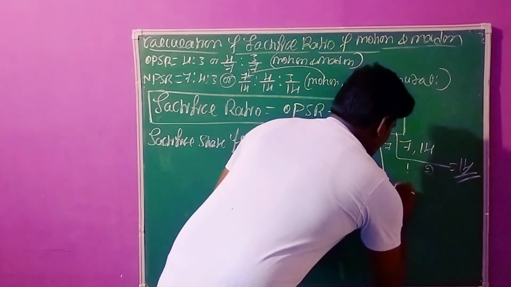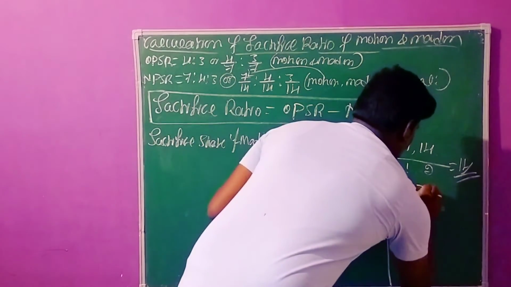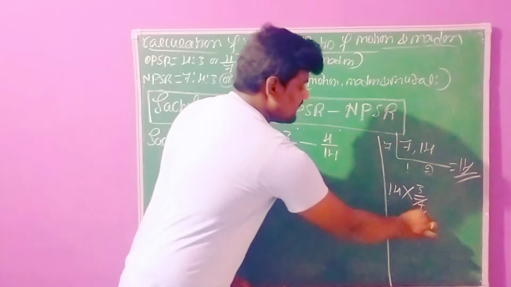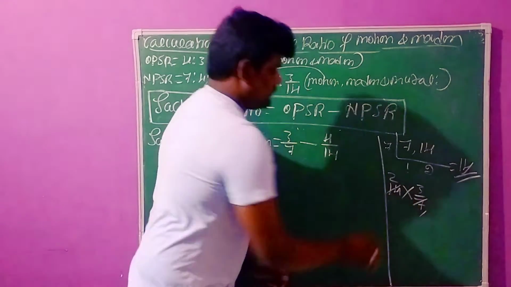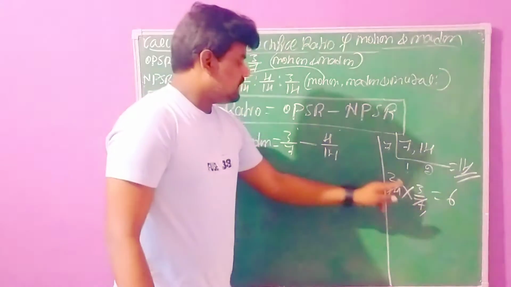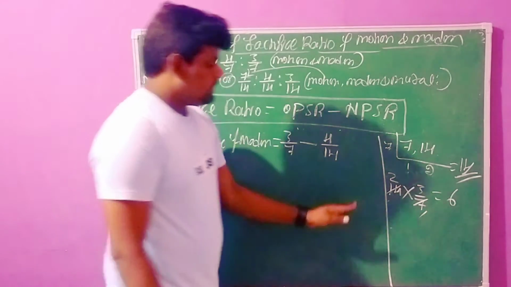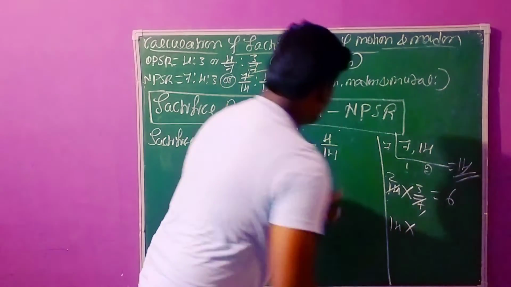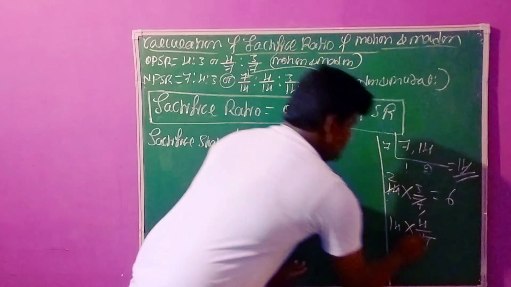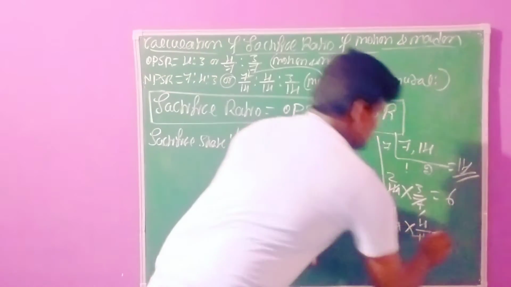By using this 14 into the first value, the old share, right? 3 by 7. Again, we have to simplify. 7 ones are 7, 7 twos are 14, 2 threes are 6. Again, on the same thing, 14 into 4 divided by 14. 14 ones are 14, 1 four is 4.